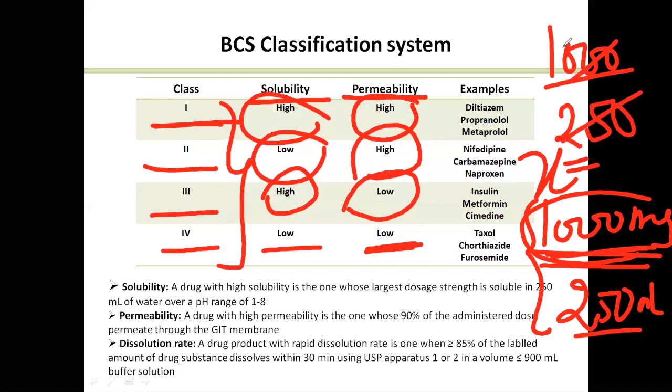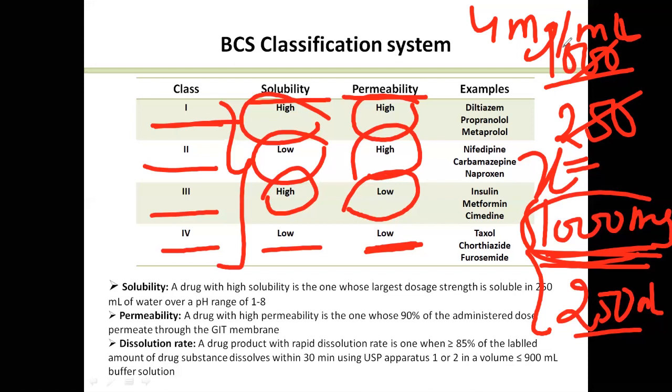So if I am giving a drug with a 1000 mg dose at a time in 250 ml of water, that means the solubility required is 4 mg per ml. If that drug has a solubility of more than 4 mg per ml, then I will call it high solubility. Otherwise, I will call it low solubility.